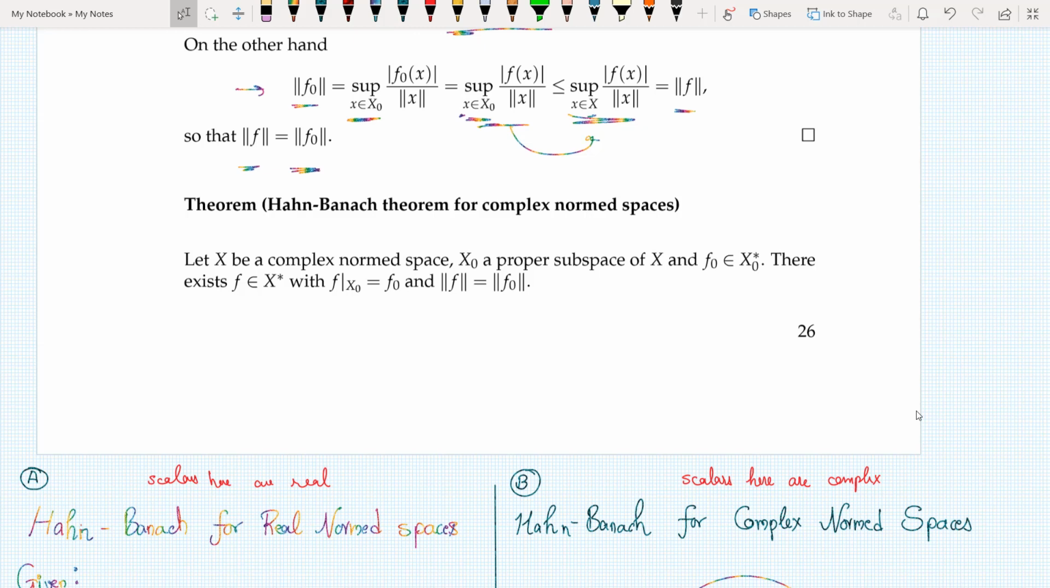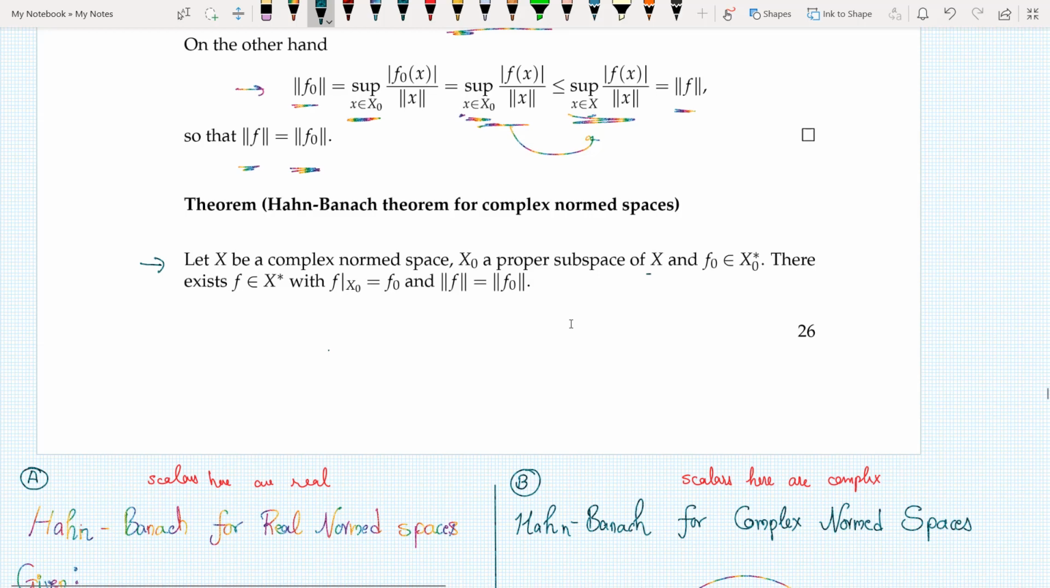So let's look at the statement of the theorem first and then devise a strategy to deal with all the abstractions. Let X be a complex norm space and X naught be a proper subspace of X, and F naught belongs to X naught star, which is to say that X naught star is the dual space of X naught and F naught is an element of that dual space. Now we are saying that there exists an F belonging to X star such that F restricted to X naught is equal to F naught and the norms are equal.